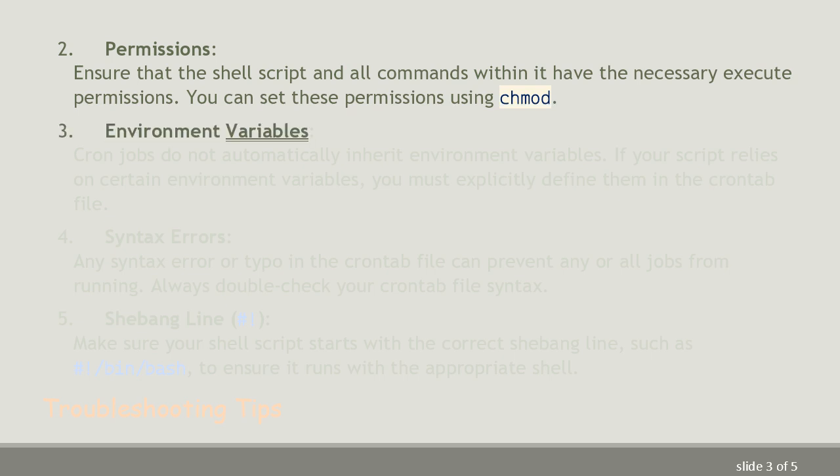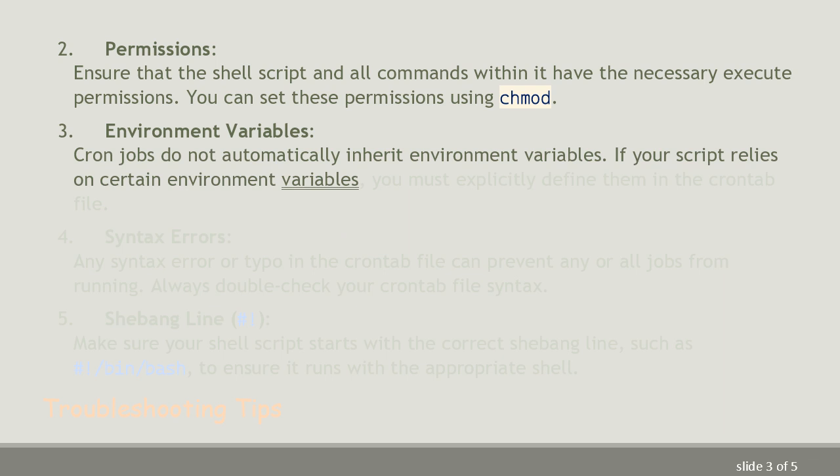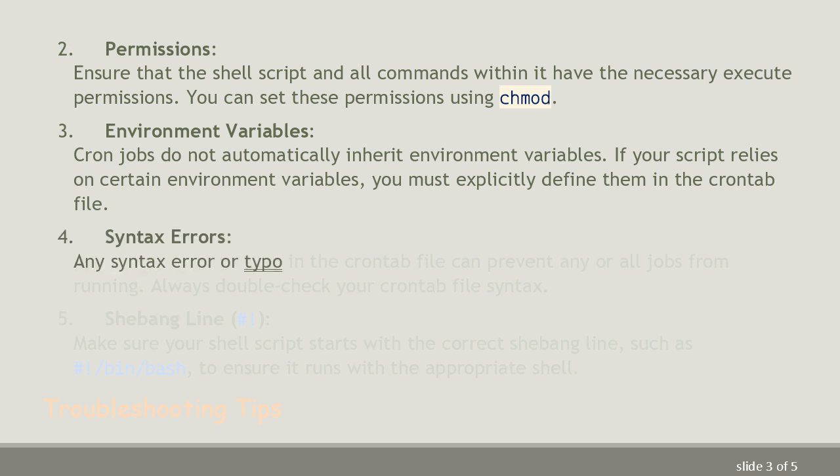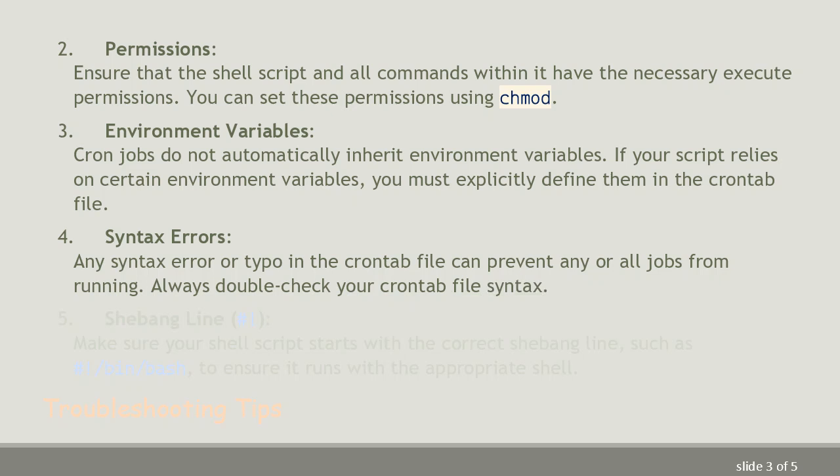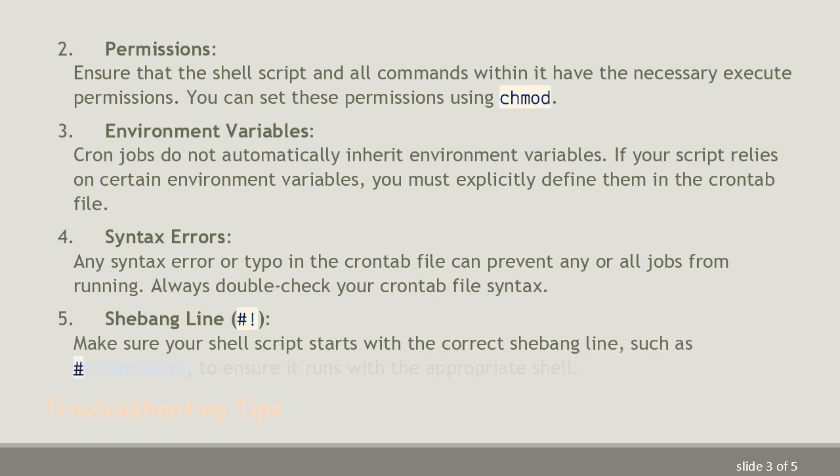Environment variables. Cron jobs do not automatically inherit environment variables. If your script relies on certain environment variables, you must explicitly define them in the crontab file. Syntax errors. Any syntax error or typo in the crontab file can prevent any or all jobs from running. Always double-check your crontab file syntax. Shebang line, hashtag. Make sure your shell script starts with the correct shebang line, such as #!/bin/bash, to ensure it runs with the appropriate shell.